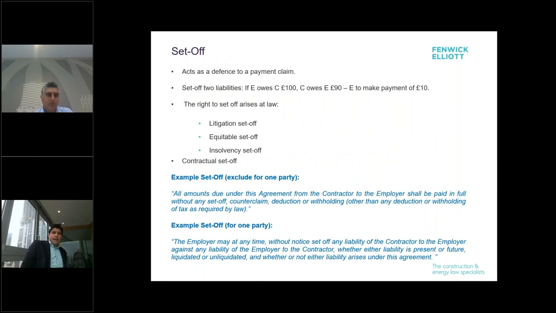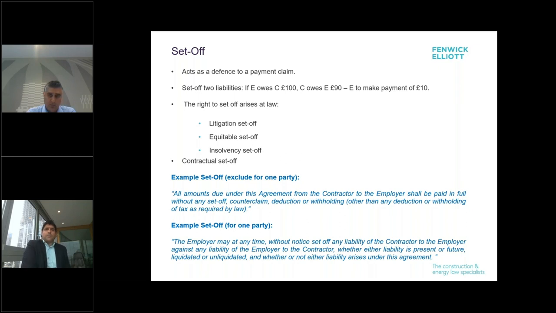Set-off, again, quite often you'll see these in construction contracts. It acts as a defence to a payment claim, so it's not a claim in and of itself, it knocks off an amount that's been claimed against you. Some would say it's not only used as a defence, it's often used as an excuse to delay payment. But in principle, the way it works is, let's say the employer owes the contractor £100, but in return the contractor owes £90, let's say, in LADs. You'd net that off to say the employer makes payment of £10. That all makes sense, providing those figures are true and they stack up. And as I say, some games can be played with set-off as an excuse to not make payment.